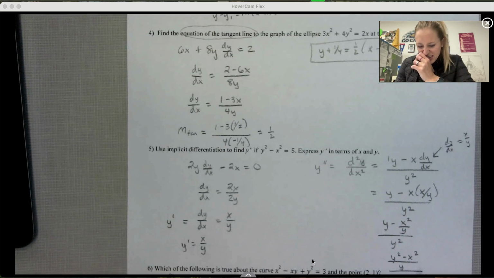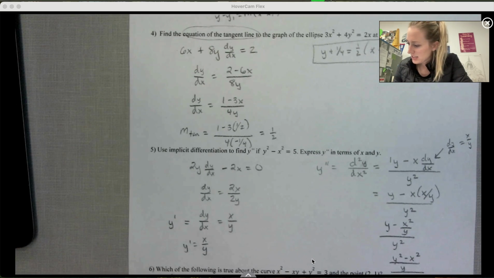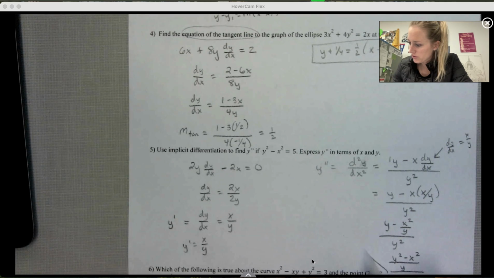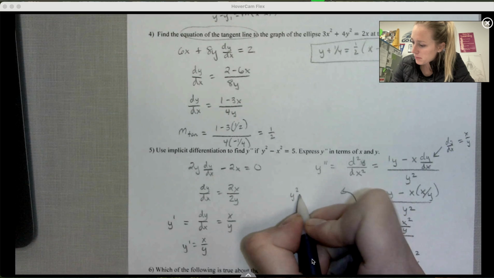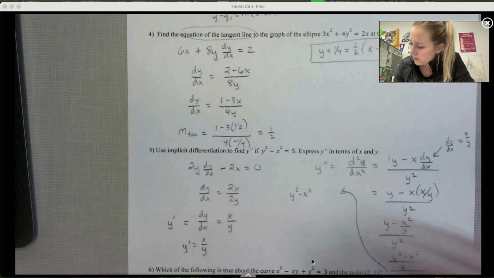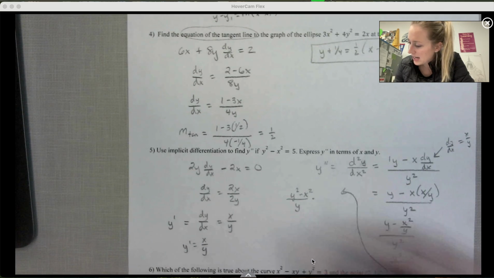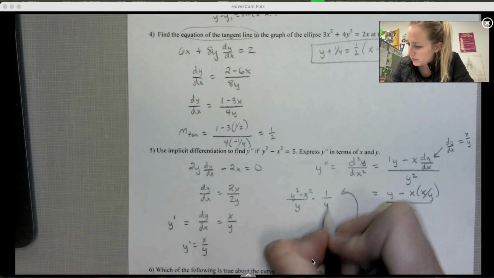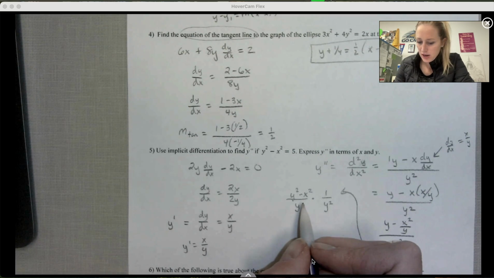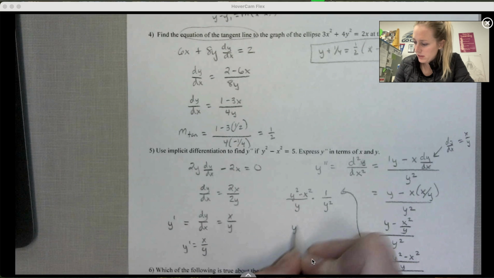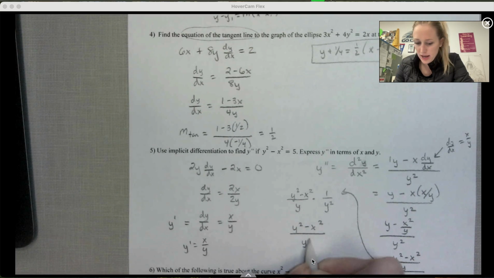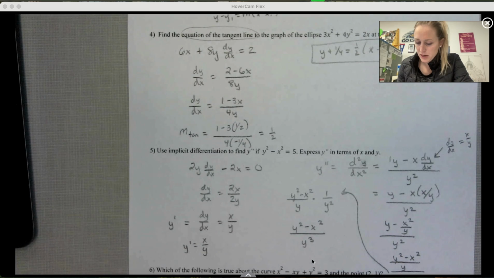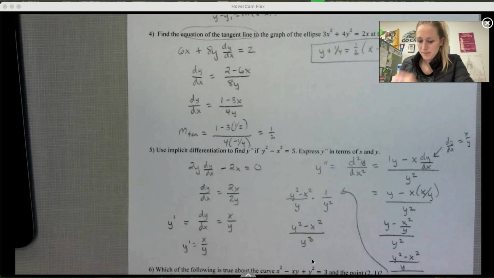Remember, dividing by a fraction is the same as multiplying by its reciprocal. So we've got y squared minus x squared over y, times the reciprocal of this, 1 over y squared. So here's our more simplified looking expression, y squared minus x squared over y cubed. And that would be our y double prime.